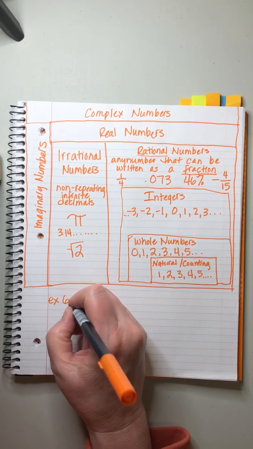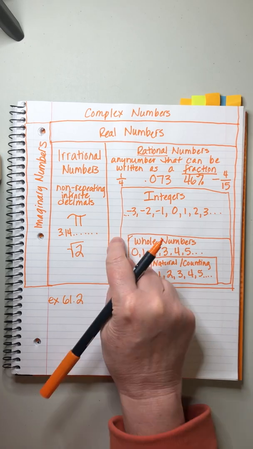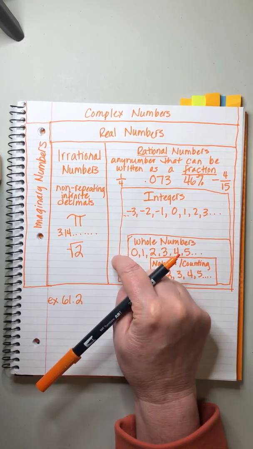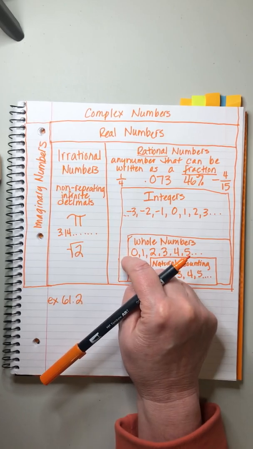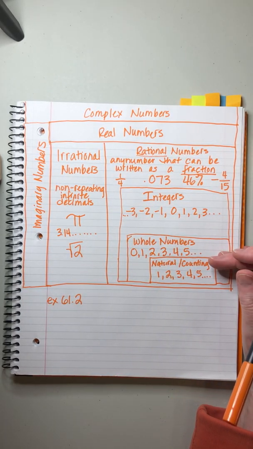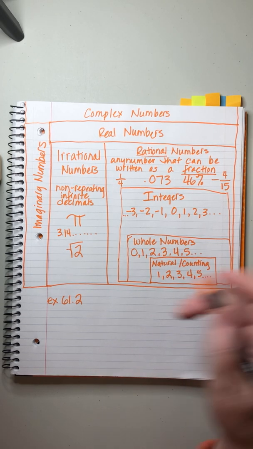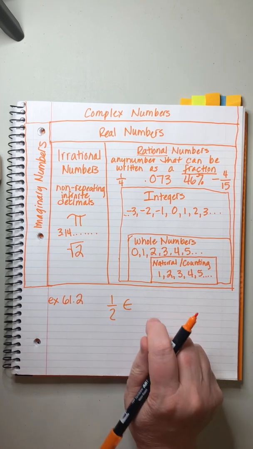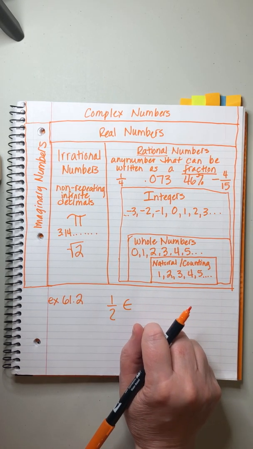Example 61.2. When you sit down to do your homework for lesson 61, the first thing I want you to do is copy this into your cover of your book. It's really important that you be able to reproduce this. It's okay if you have to look at it right now, but eventually I want you to have it memorized. Eventually.